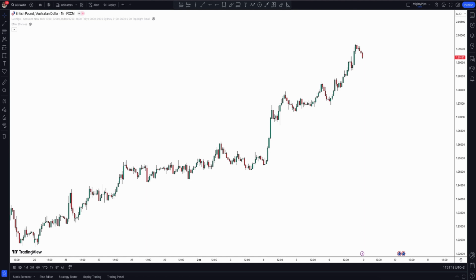Welcome traders. In this video, I am going to show you how you can determine your daily bias using just one candlestick. After this video, you will not only be able to determine your daily bias using just one candlestick, but you will also be able to predetermine market direction up to 90% of the time.